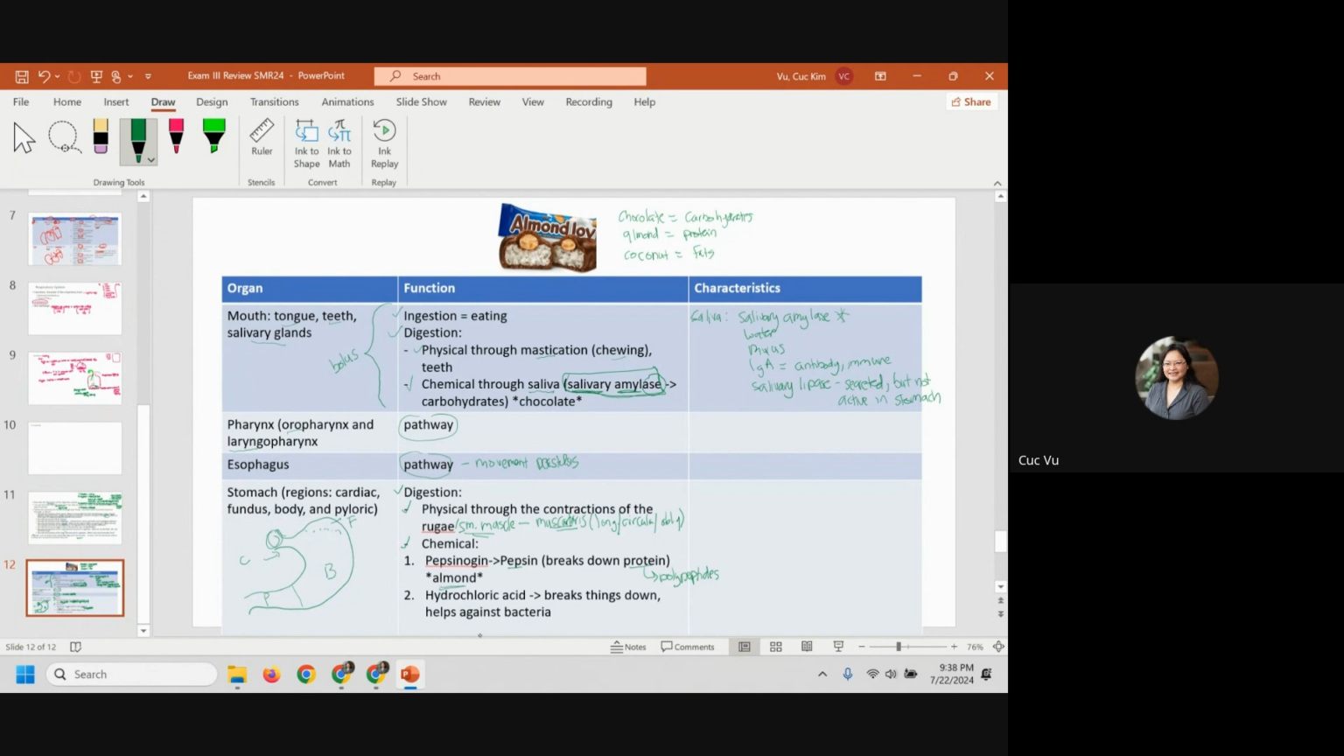How does it convert from pepsinogen into pepsin? Remember, whenever you see the term ogen, it means what? Inactive, right. So the hydrochloric acid has several functions. One, it's going to help break things down, and it also helps against bacteria, and it actually converts pepsinogen into pepsin.